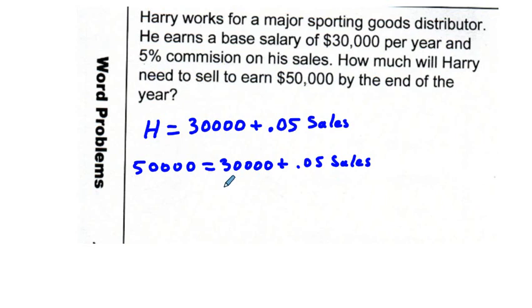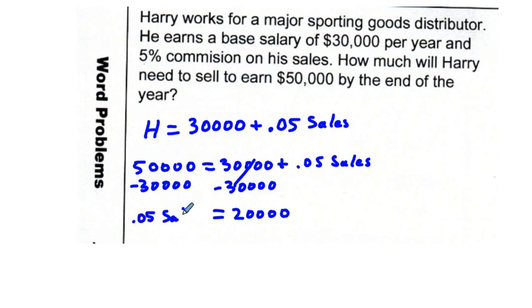If we subtract 30,000 from both sides of this equation, on the left side we have 20,000, and on the right side we have 0.05 sales. I'm going to write down 0.05 sales. And so we're going to divide by 0.05.